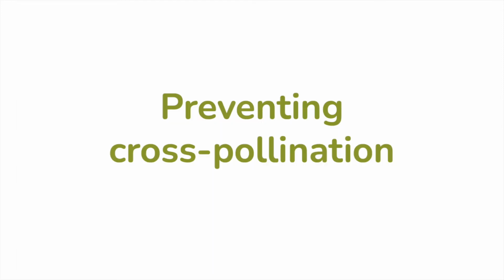Now on to preventing cross-pollination. Cross-pollination occurs when pollen is shared between plants of the same species, but different cultivars or varieties. The resulting seed won't produce true-to-type plants, so it's important to prevent cross-pollination from occurring, unless, of course, that's exactly what you're trying to do. That's how certain varieties are bred, but it's worth noting that is an experiment.